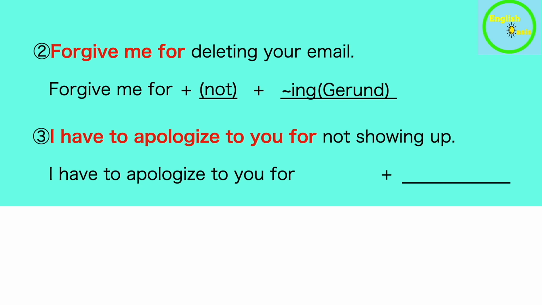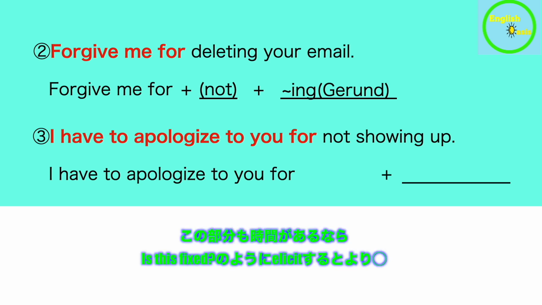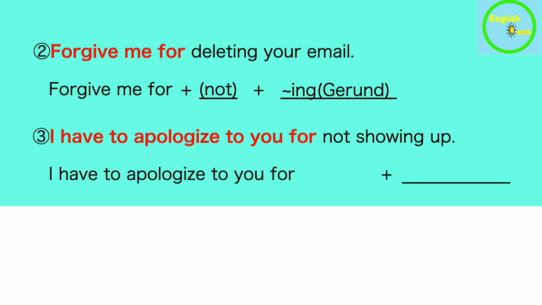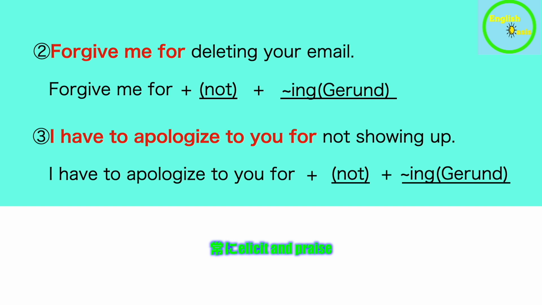Next one, number 3. I have to apologize to you for not showing up. I have to apologize to you for, here is fixed, so you can't change. So after I have to apologize to you for, what form do we need? This is also gerund. And when you want to make it negative, we need not. Great.